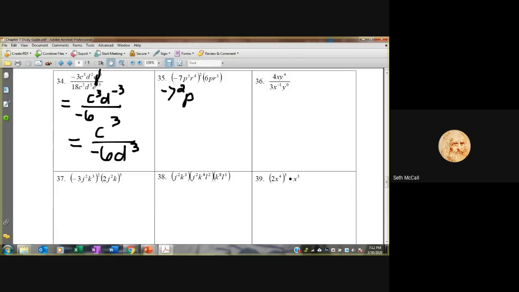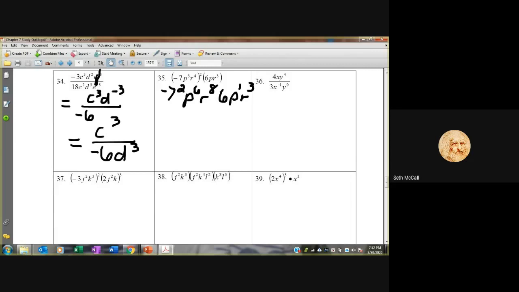Now, p to the third and then squared becomes p to the sixth, and then we have r to the eighth, and then we have 6, and there's nothing to distribute in the second set of parentheses. So that's going to be p to the first. I'm just going to write that in there so you guys can see it. And then there's r to the third.